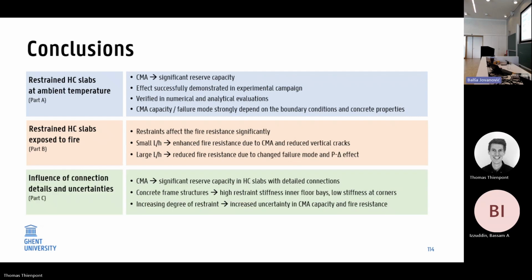And lastly, in part C, what I just told you: compressive membrane action can also occur in hollow core slabs with realistic connections. And if we take into account uncertainties, we see that if we increase the restraint stiffness, also the uncertainty on the capacity and the fire resistance increases.